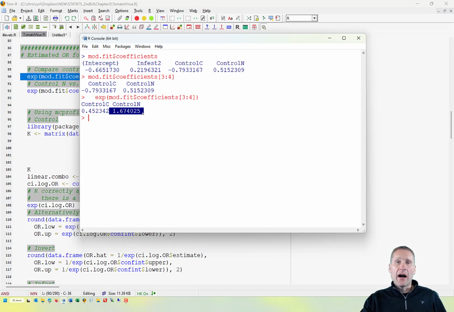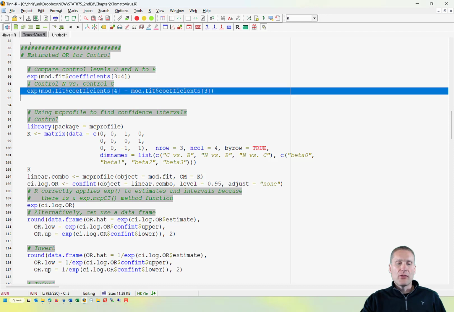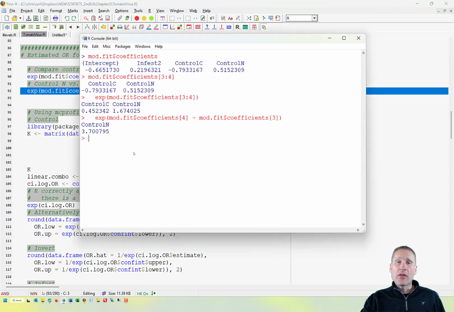If I want the odds ratio comparing C to N, what do I do? Well, actually, in my program I have N to C. So N would be in the numerator, C would be in the denominator. Well, I would take the beta hat 3 from my model, subtract off the beta hat 2 from my model, use the exponential function with that, and there's my corresponding odds ratio. Okay, let's come back over here.